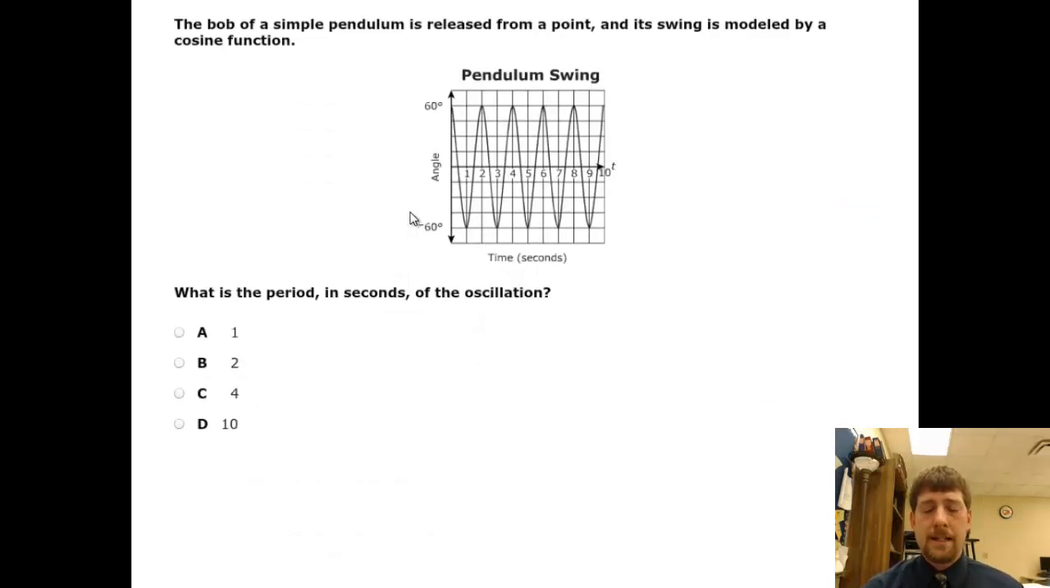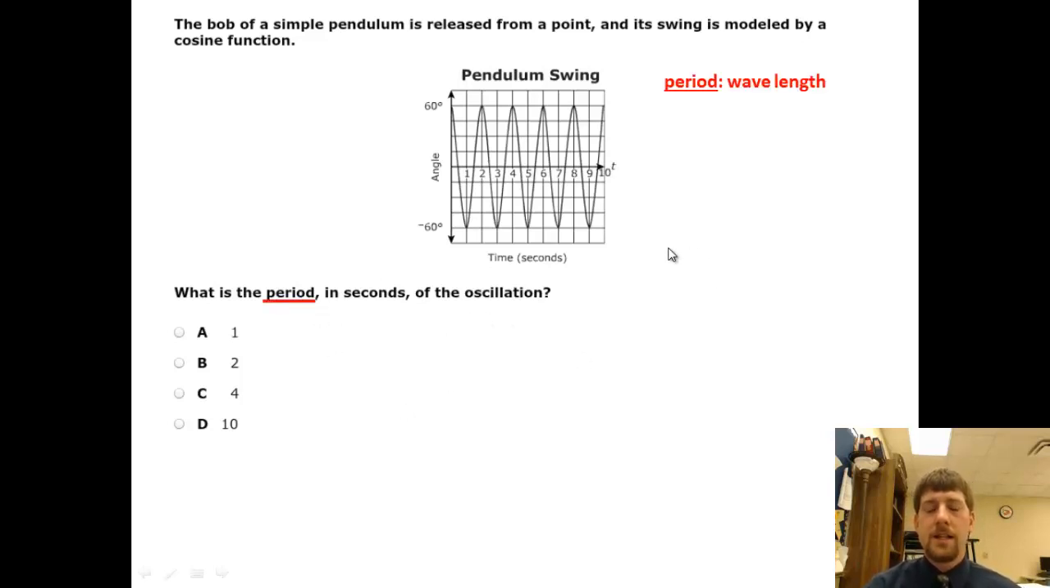Now let's look at the next example, which talks about period. The bob of a simple pendulum is released from a point and its swing is modeled by a cosine function. So if we graphed a cosine function, it would look something like this. What is the period in seconds of the oscillation? So they want to know period on this one.